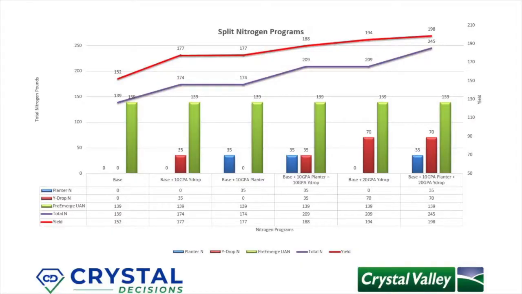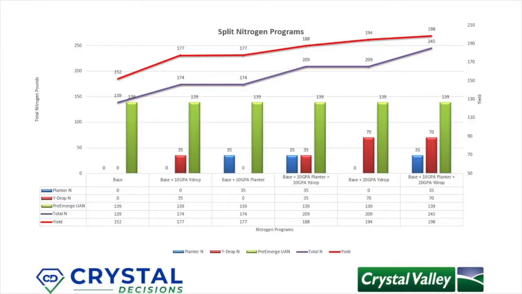Looking at another nitrogen study that we had, we're looking at nitrogen programs along with application types. So what we did in this study is we had the same base of 140 pounds of nitrogen across the whole field, and then we added in different nitrogen timing and rates throughout the study. So that first graph there, we added 35 pounds of nitrogen with a planter. So going from 140 pounds up to 175 pounds of N, we picked up 25 bushels an acre. So a huge yield bump for 30 pounds of nitrogen that we had there.